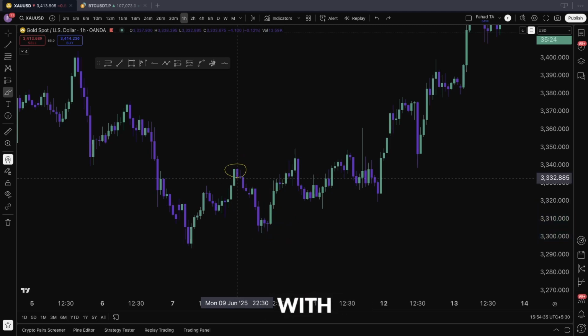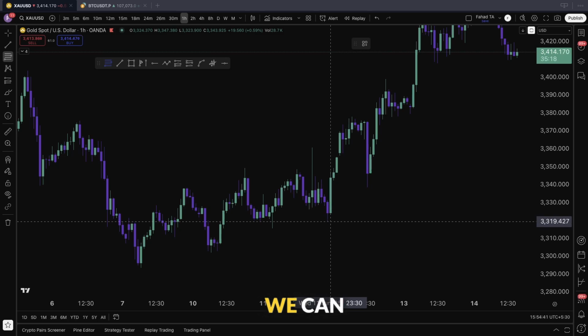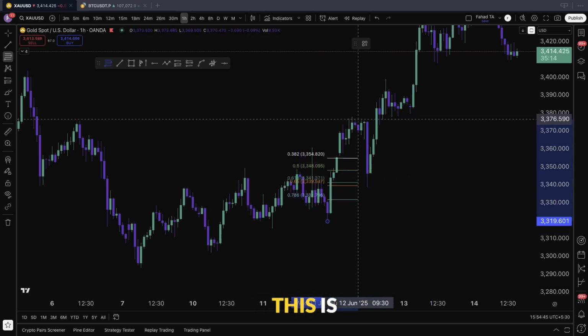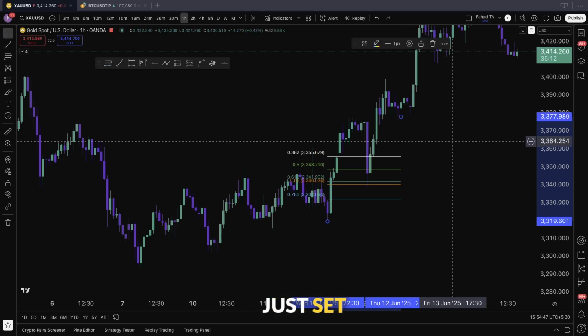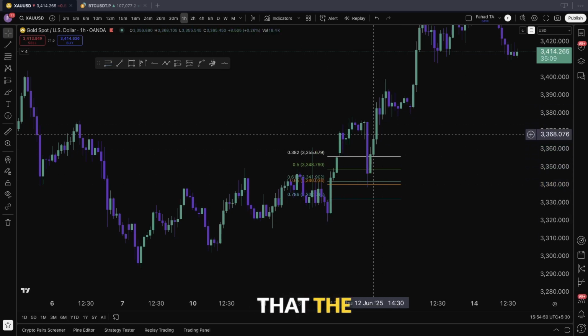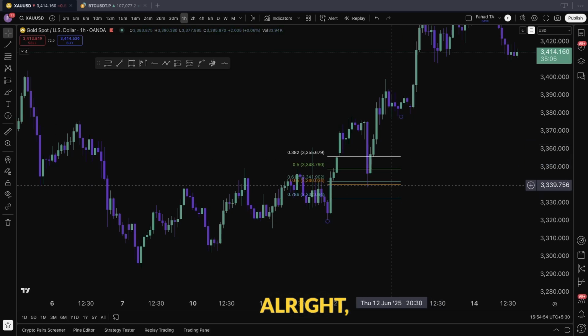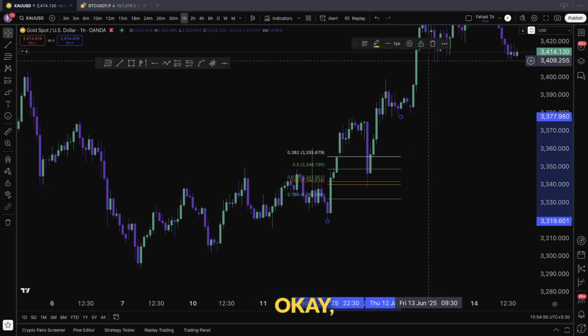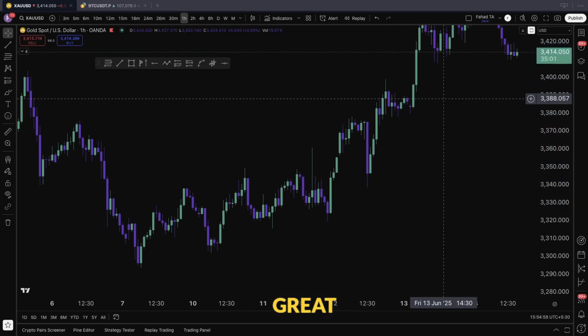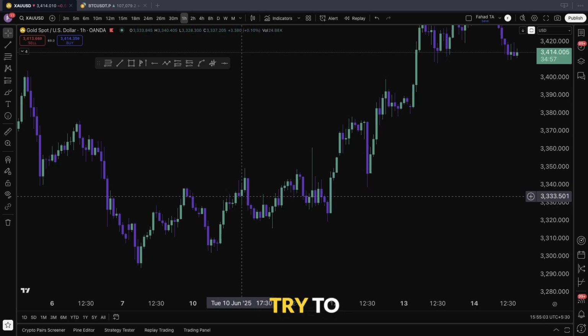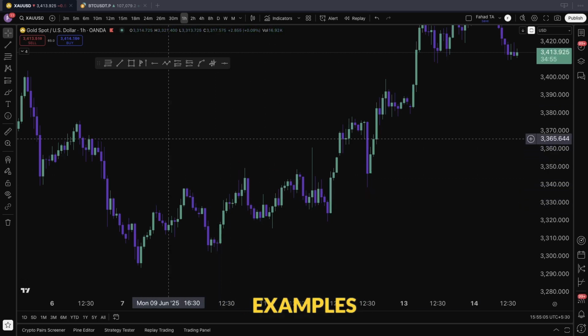Let's try to understand with another example again. Here we can see we made this previous low and we made this current high. This is your current high. If you just set your Fibonacci, again you can see that the candle came right into your golden pocket and reversed right from there. So it shows that Fibonacci works really great in a trending market, which is towards the upside. Let's try to understand some bearish examples as well.